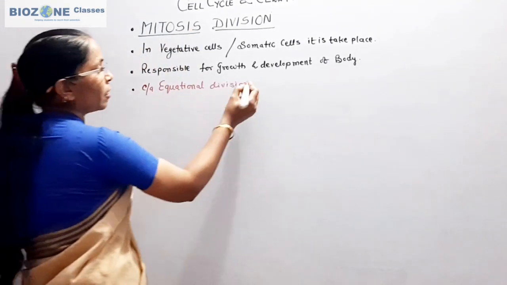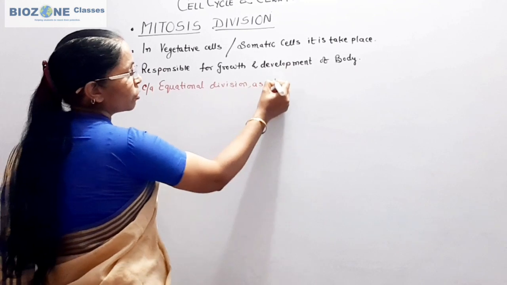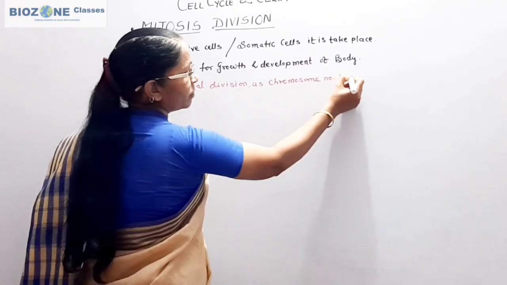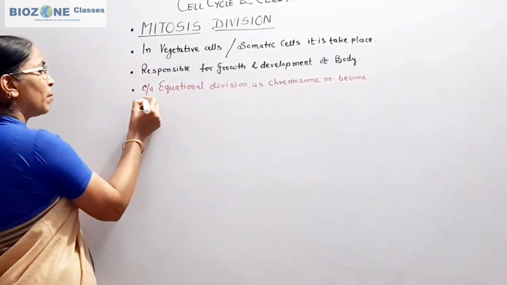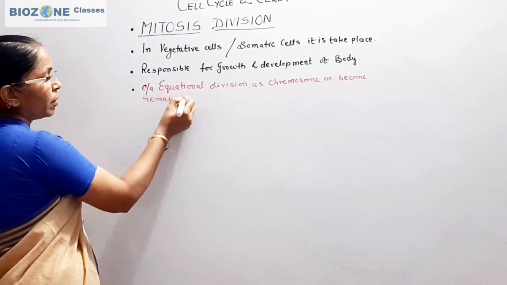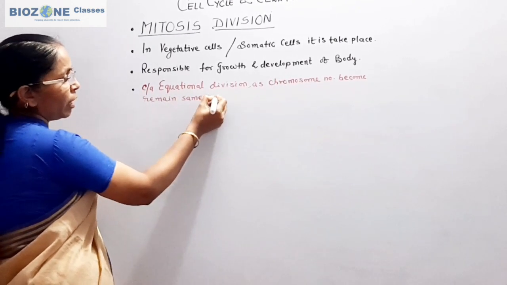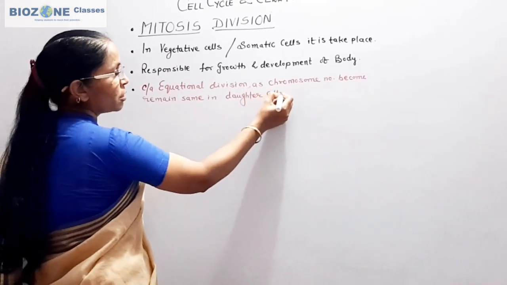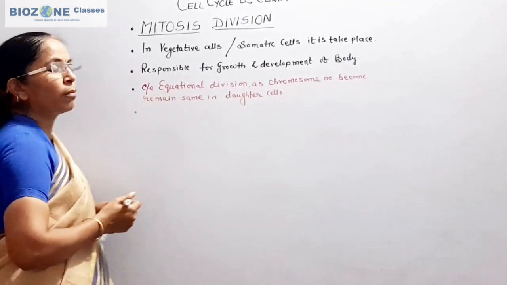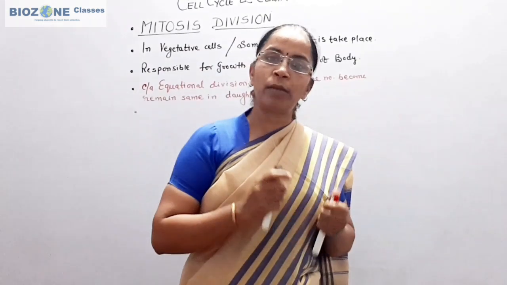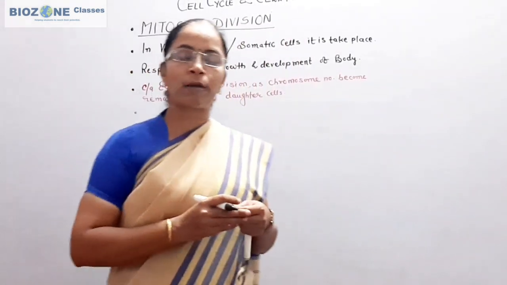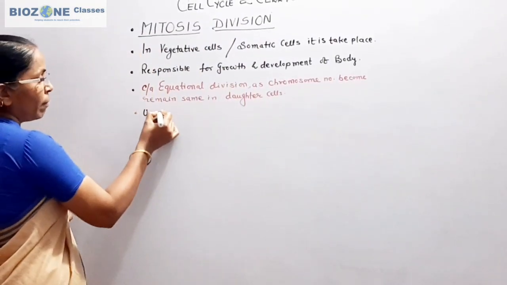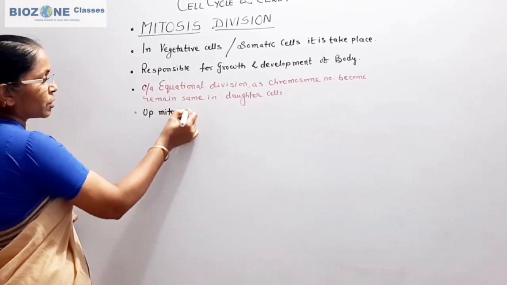That's why it is called equational division, as the chromosome number remains the same. Chromosome number remains the same in daughter nuclei or in daughter cells. Remember this part. Now the next point: in mitosis, how many cells are produced upon mitosis? This is also important. Introductory part we are discussing.